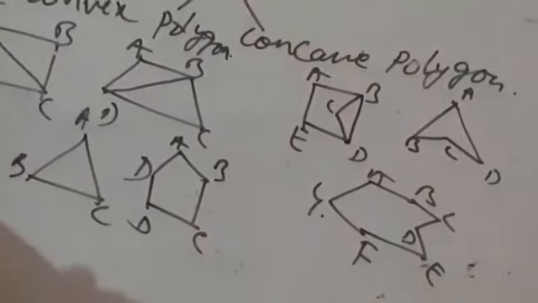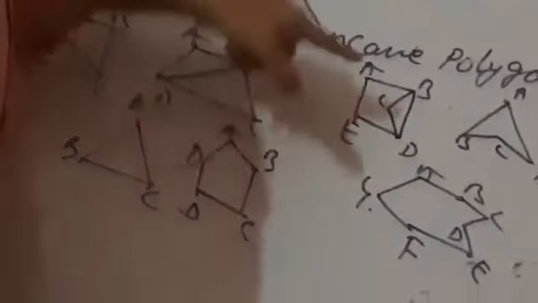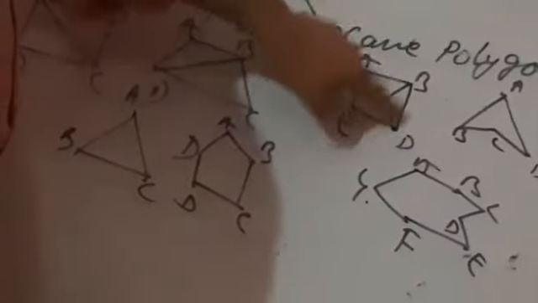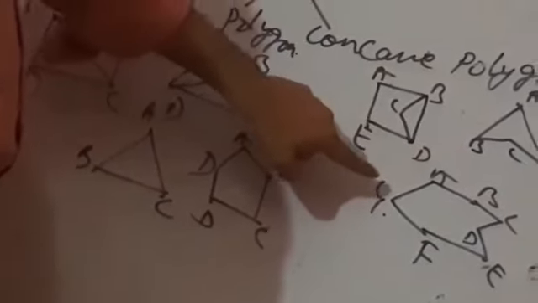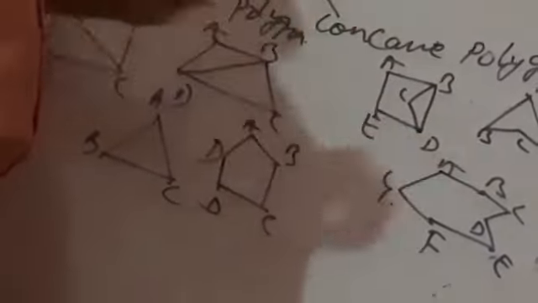Now just come to the definition of the diagonal. It is the line connecting the two non-consecutive vertices. So B and D are the non-consecutive vertices, and BD is a diagonal for A, B, C, E. For this figure, BD is the diagonal, and this diagonal is outside.